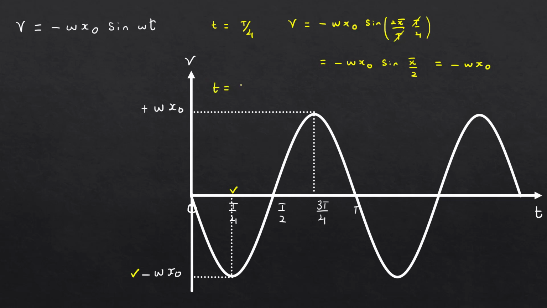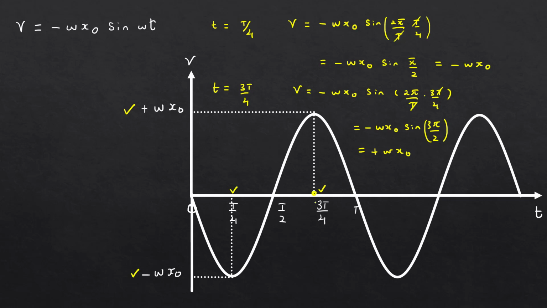When you have t is equal to 3T by 4, you have v is equal to minus omega x naught sine 2 pi upon T multiplied by 3T by 4. And if you look here, the T cancels out and you have minus omega x naught sine 3 pi by 2, okay, and sine 3 pi by 2 is minus 1, and you are going to end up with plus omega x naught, and this is why I have this equation corresponding to this time.